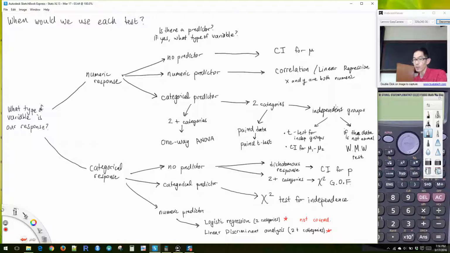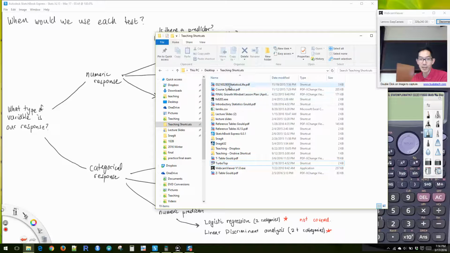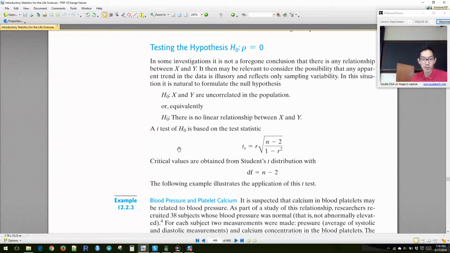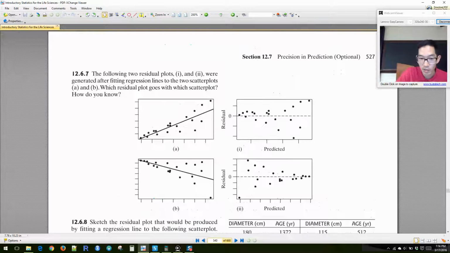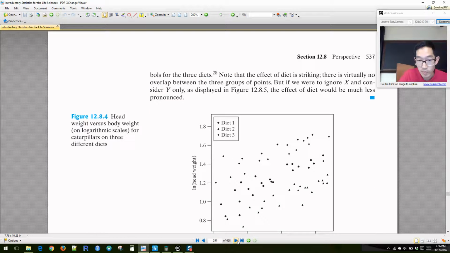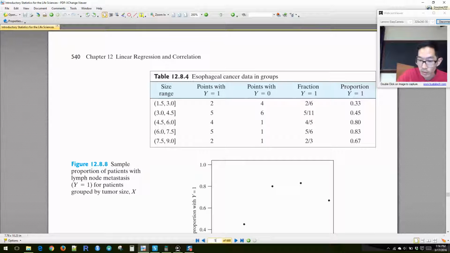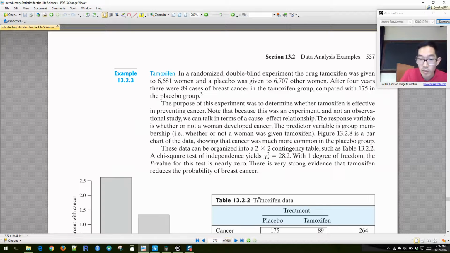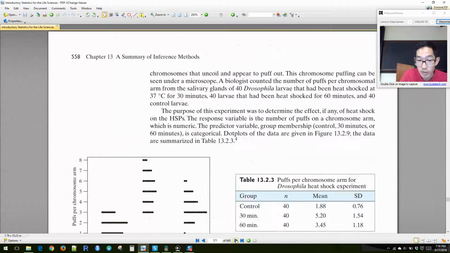Maybe we'll take a look at some examples, and I think that will help us see a little better here. Okay, I'm going to pull up my digital textbook here, and let's see. I'll keep going. Okay. Alright, let's see.